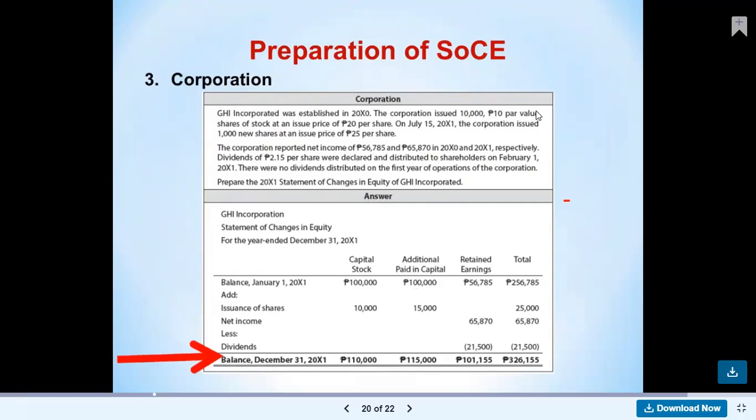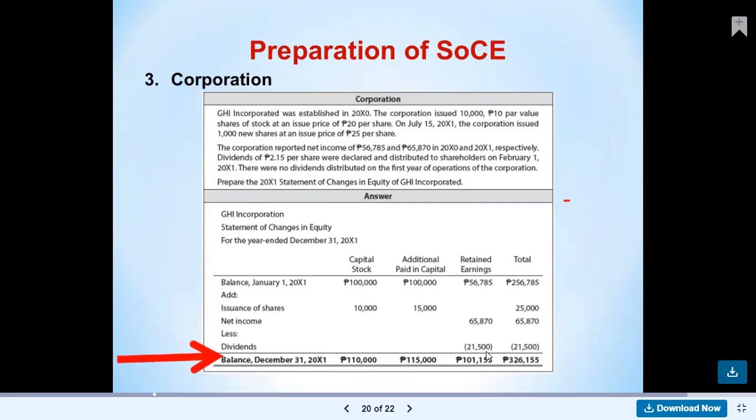Where did we get the additional paid in capital? Issued par value of stocks. So we have 10,000 times 10 pesos par value. That is the shares of stock of 100,000. That is the capital stock. Then the corporation issued 1,000 new shares at an issue price of 25 per share. And we have dividends. Our dividends is 21,500, since dividends is 2.15 per share.